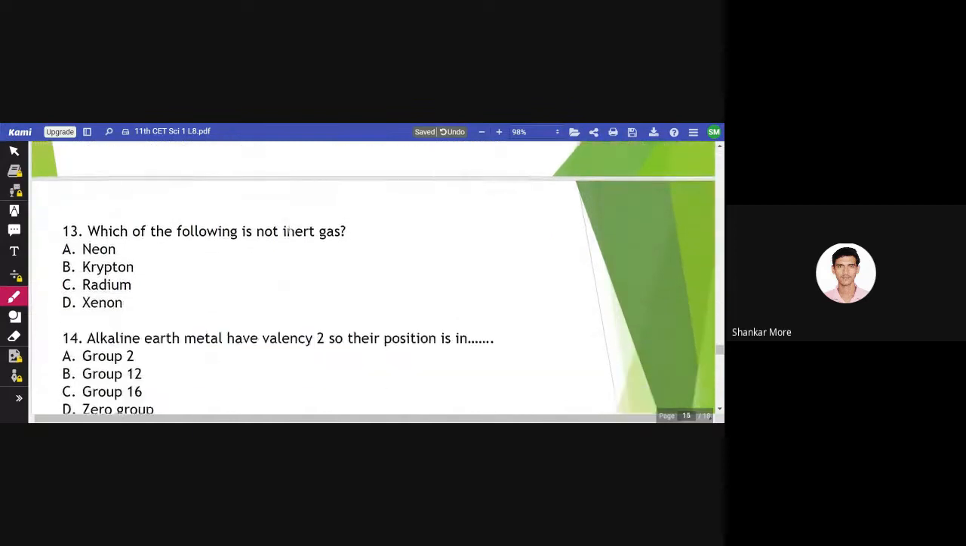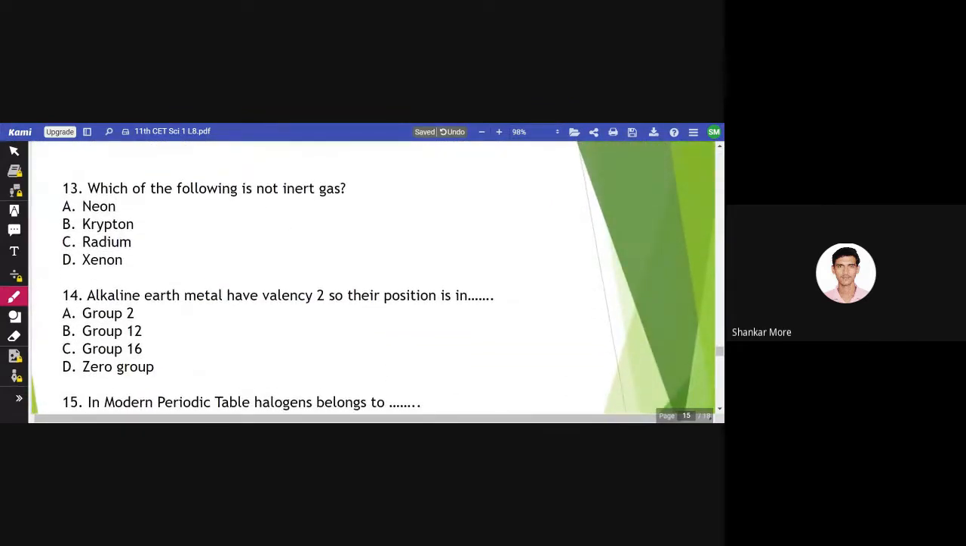All right, next question: which of the following is not an inert gas? Neon, krypton, radium, xenon, which of them is not an inert gas? Radium is the correct answer, everyone. This is a very easy question, so you should give the answer very quickly. Radium, option C is correct.